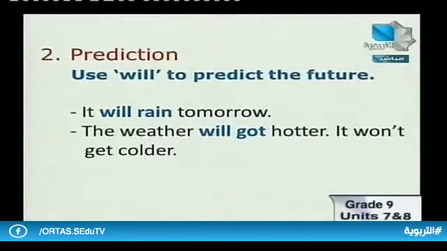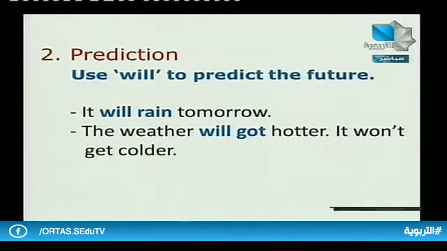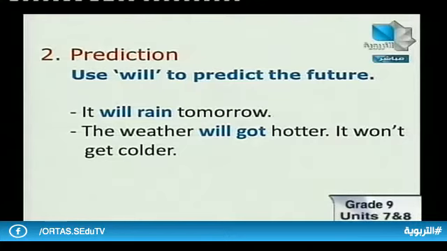And we can use the will form for prediction. For example, I can guess what's going to happen. I have no previous idea. For example, we use will to predict the future. I look at the sky and I say it will rain tomorrow. You are predicting. You are expecting something about the future which may happen. You are not sure, not 100%, of course.